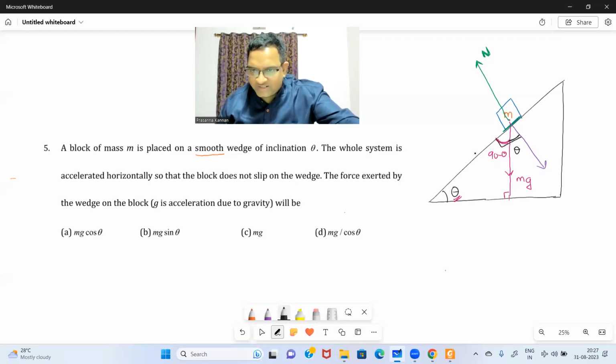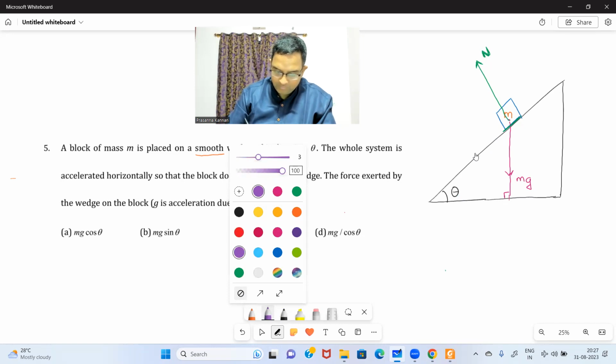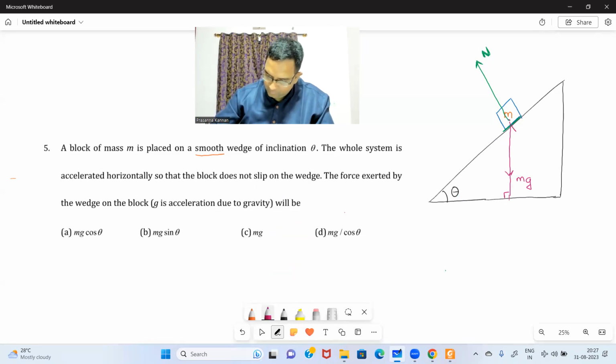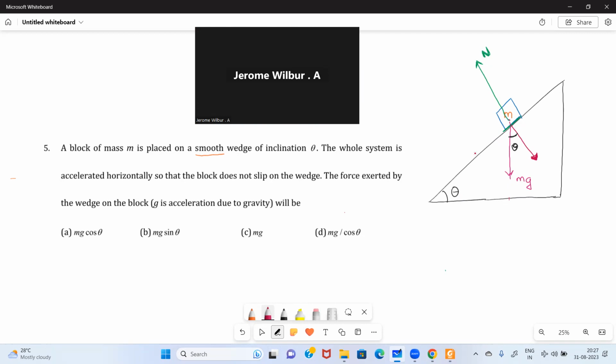So all that I tried to establish was that when I draw a component of mg here, what will be this angle? Theta. Now tell me, Hemant, what is this component? Or anybody, what is this component? Mg cos theta. Very good.